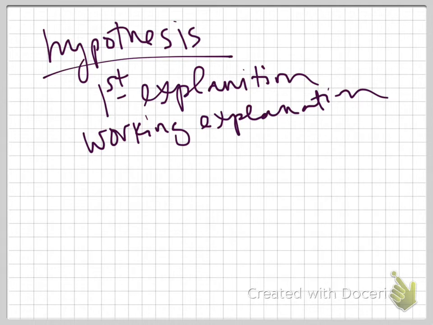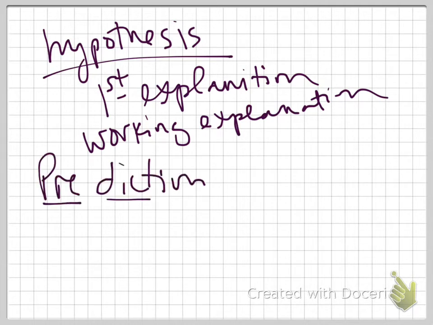So, what now? In order to test that hypothesis, we have to first make a prediction. Okay, so we have prediction. And pre, as has been pointed out, means before. What does D-I-C-T refer to?